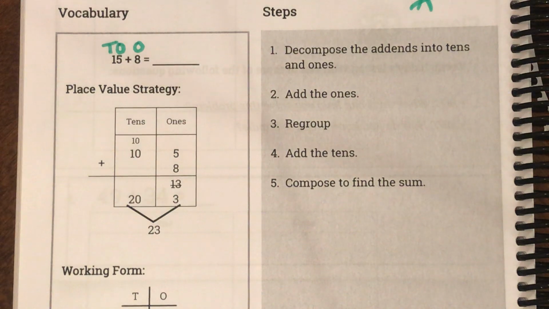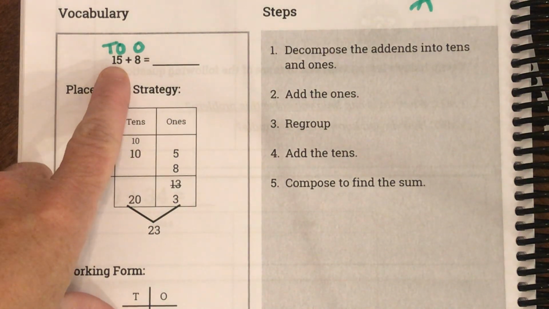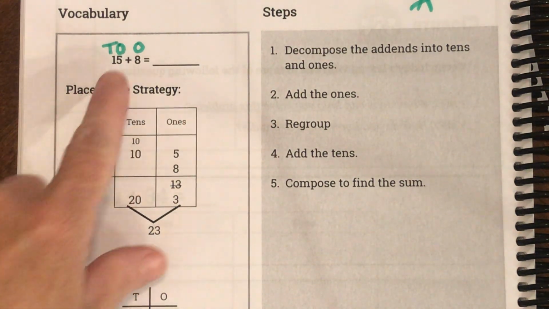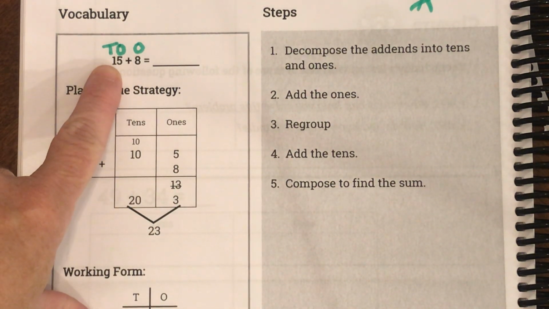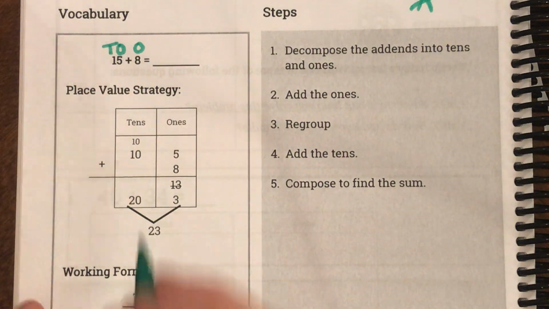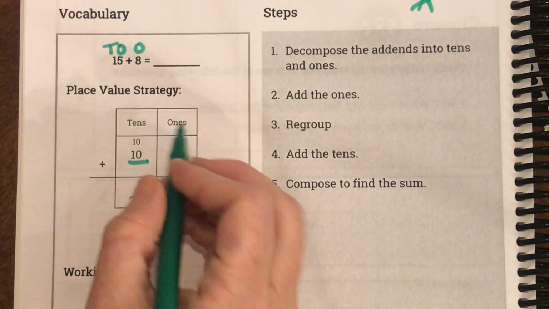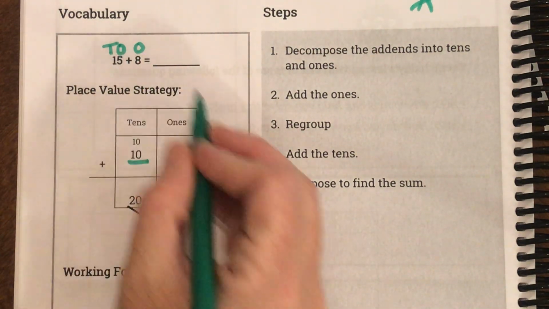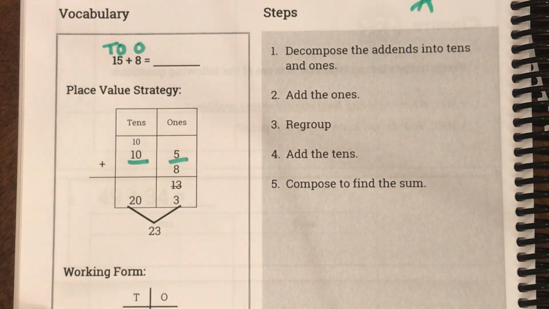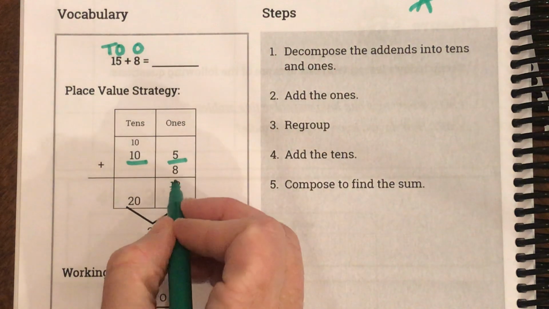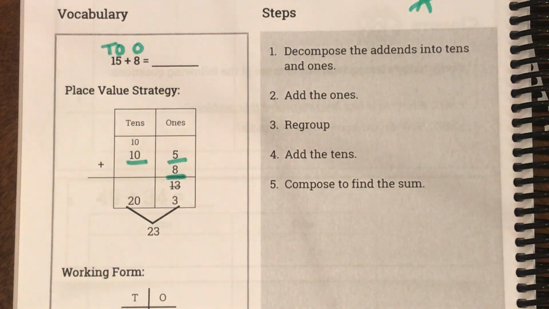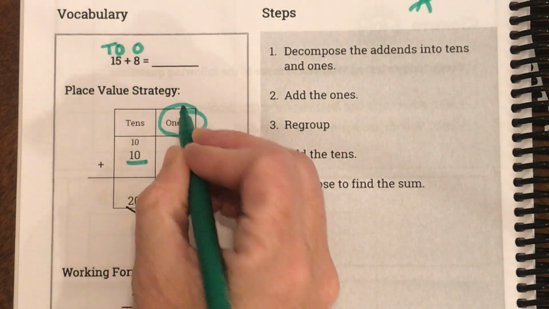So what they've done here is they took the 15 and they put it into this place value chart. So they know that 15 has 1 ten. So in the tens, they put a 10. And they know 15 has 5 ones, so they put a 5 in the ones column. And then they know that 8 just has 8 ones, so they put it right there. That was step 1.